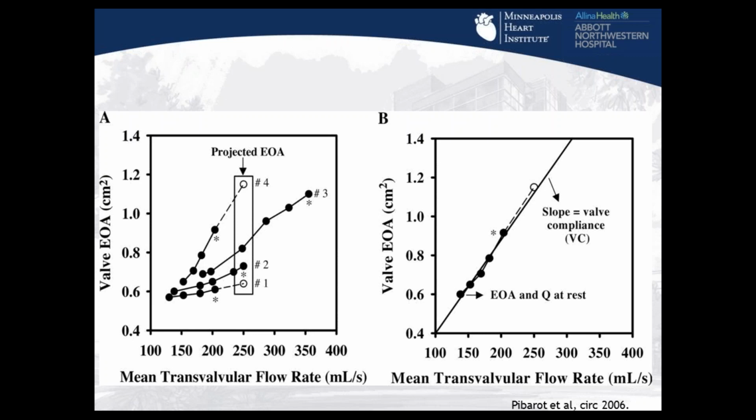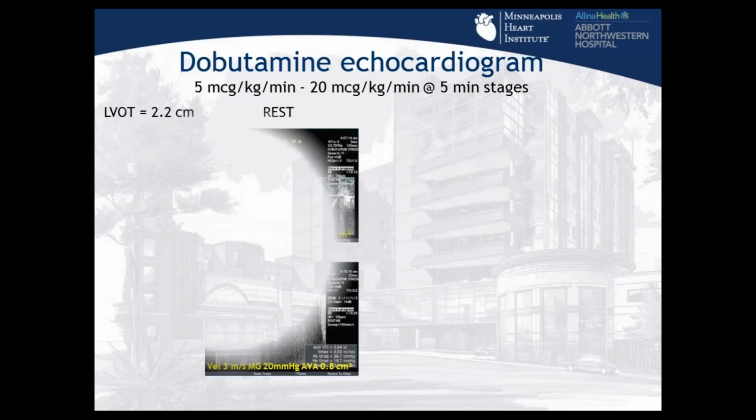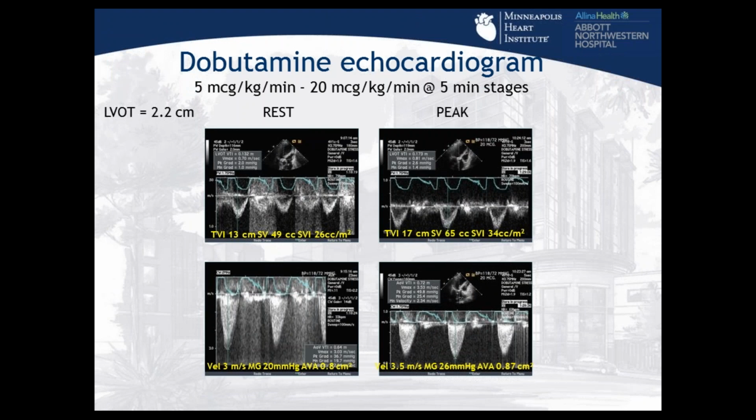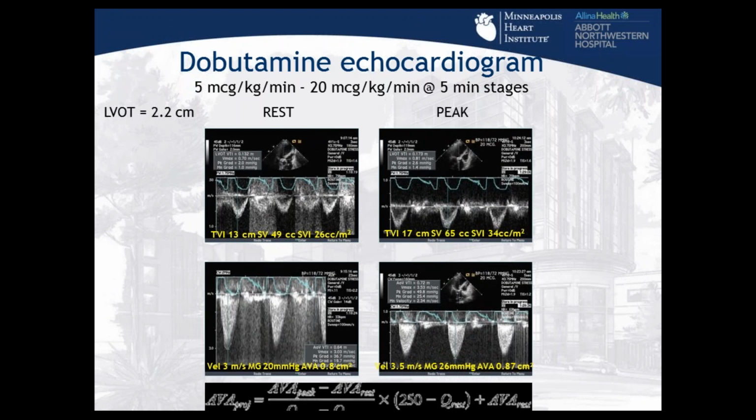Based on this, they came up with a regression equation. For example, let's assume the normal flow rate is 200 ml per second, and I have two different measured flow rates, 144 and 163. Based on these two points, I can draw a valve compliance curve and project the valve area for this patient. This is the equation they used, a regression equation based on this data. When we calculated it on this patient, his projected valve area was 1.1 at the normal flow rate.